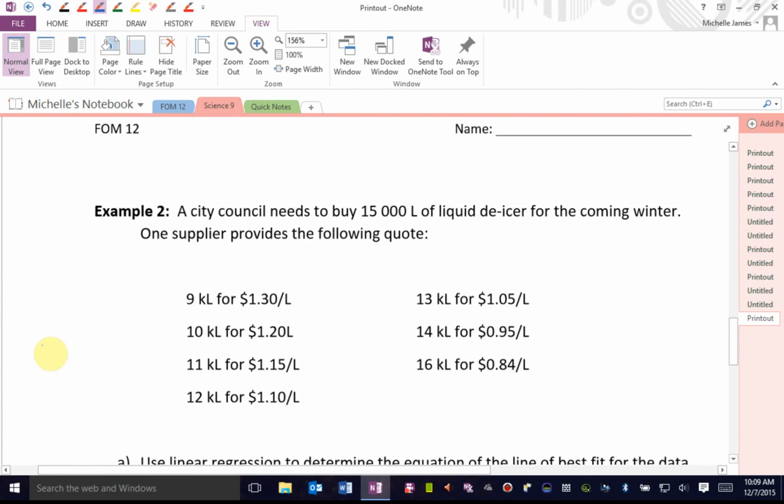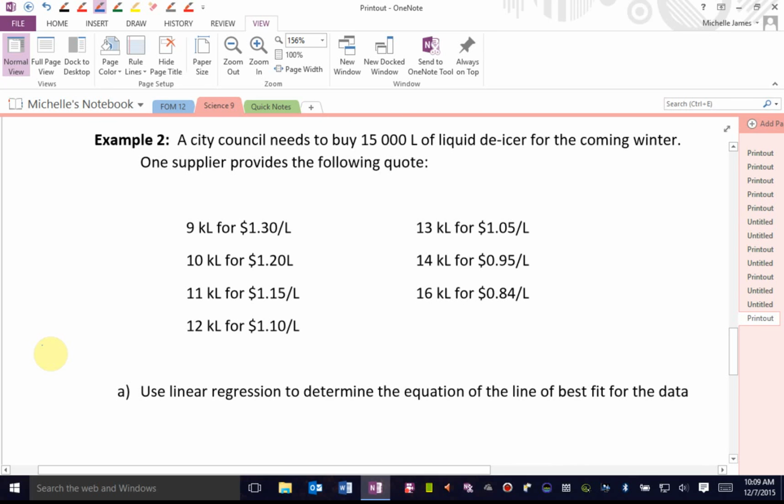All right, moving on to example number 2. It says a city council needs to buy 15,000 liters of liquid de-icer for the coming winter. One supplier provides the following quote. You can get 9 kiloliters for $1.30 per liter, 10 for $1.20, 11, etc. So it says use linear regression to determine the equation of the line of best fit.